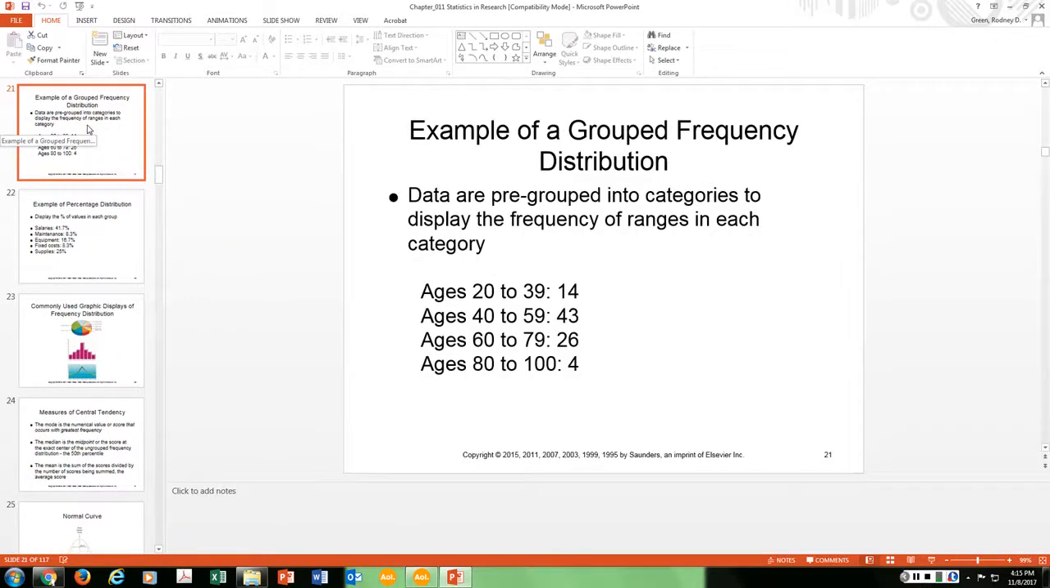Now, this is an example of grouped frequency. The data are pre-grouped into categories to display the frequency of the ranges in each category. So let's say in our hypothetical study, there were 14 people aged 22 to 39, 43 aged 40 to 59, 26 aged 60 to 79, and only 4 from age 80 to 100. That's an example of a grouped frequency distribution.